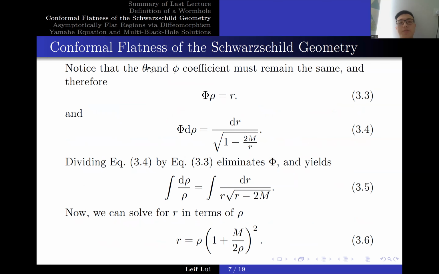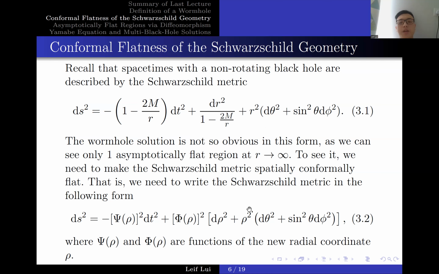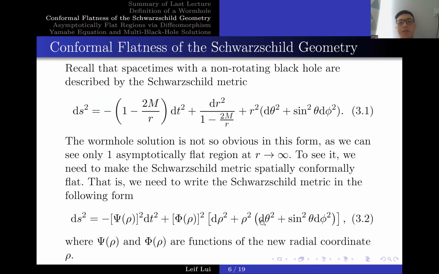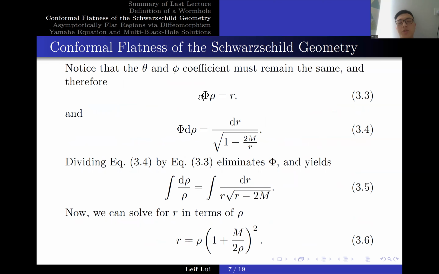Notice from the previous equation that theta and phi are left invariant, so they remain the same. Therefore, we just compare the d theta squared terms. Basically, this r squared term has to be equal to rho squared multiplied by capital phi squared. So we get this first equation: r is equal to capital phi times rho.